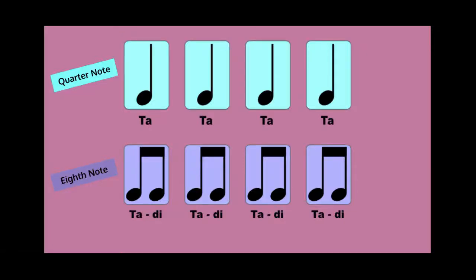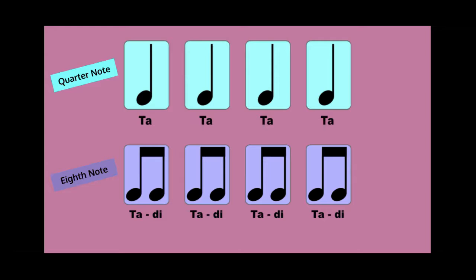We are using the rhythm system called Takadimi. You've already noticed that the quarter notes are ta, ta, ta, ta. The eighth notes are ta-di, ta-di, ta-di, ta-di. Another thing to note is that on this slide there are 4 quarter notes.